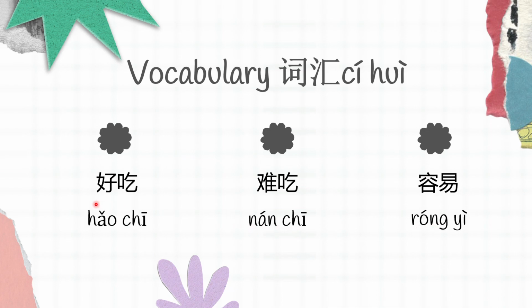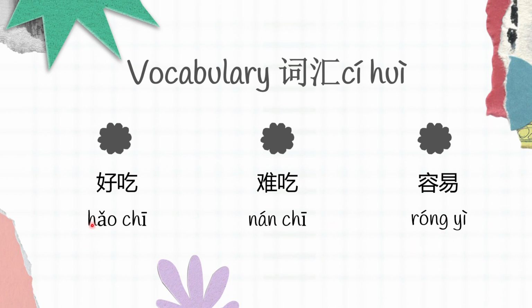Today's slide we have three more vocabularies to learn. So let's read together. 好吃, 好吃. The next one is 难吃, 难吃. And the last one is 容易, 容易.